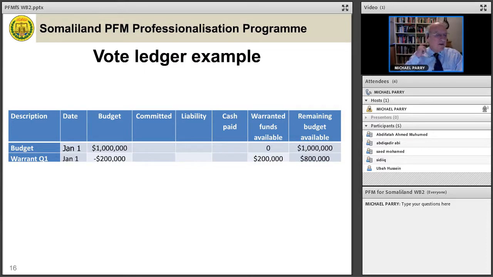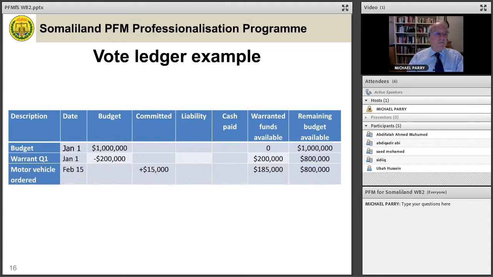Also on the 1st of January, but a little later in the day, you have the first warrant for $200,000, which means warranted funds become $200,000 and the remaining budget is therefore $800,000. On the 15th of February, you decide to order a motor vehicle. You commit $15,000. So in the commitment column, you put $15,000. Your warranted funds are now reduced by $15,000 to $185,000. It doesn't affect the remaining budget available.